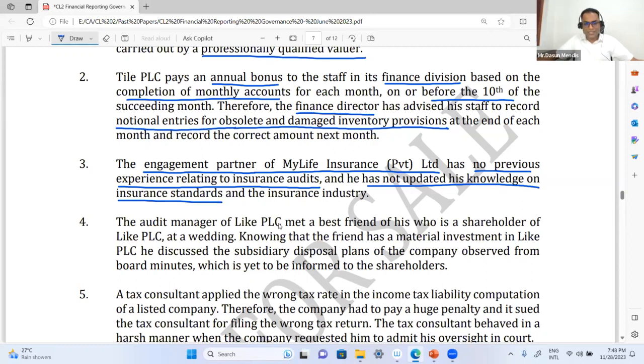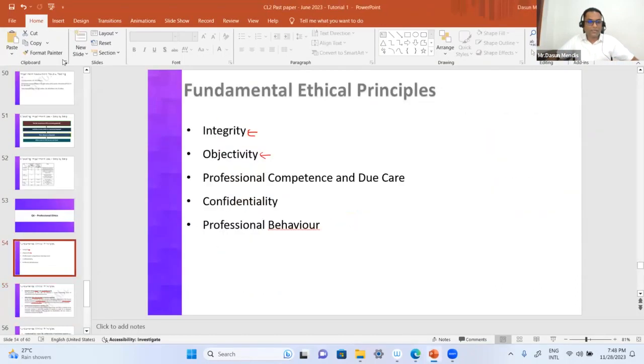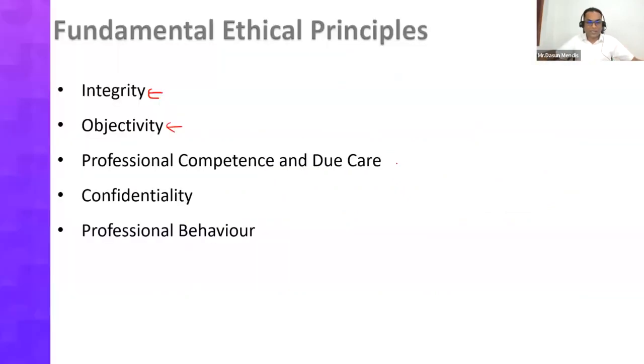And in the insurance industry, he doesn't have experience, and he has not updated his knowledge of the insurance standards as well as the insurance industry. This one is a very simple one. Everyone can say which one out of the five fundamental ethical principles has been breached. Very simple. Professional competency and due care, right?